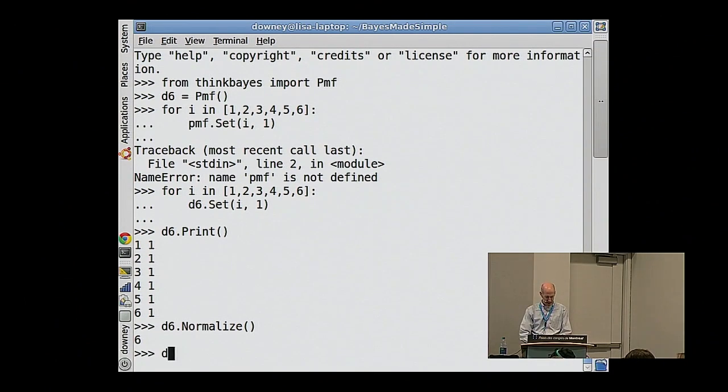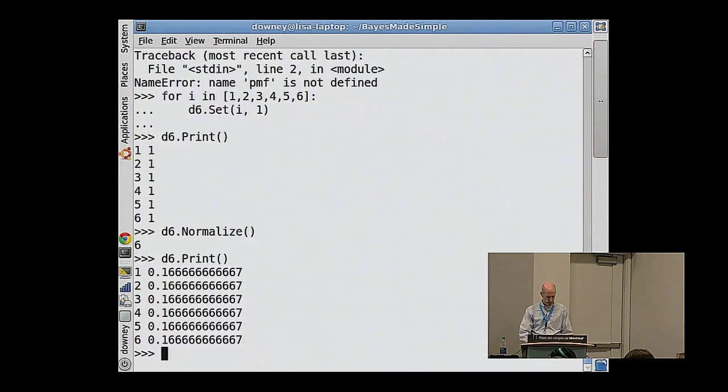And so if you print it again, you should see roughly 1/6. That's the floating point approximation of 1/6. Good so far? Is this working for people?